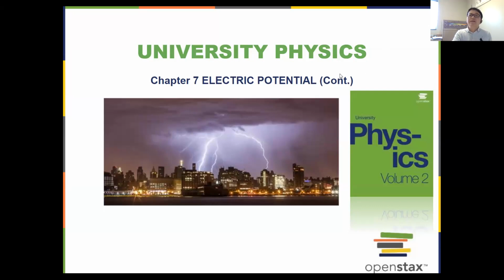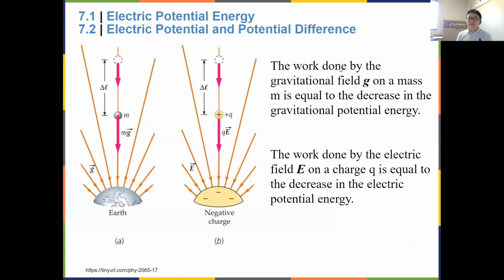So quickly, last time we talked about the similarity between electric potential and gravitational potential. Electric force and gravitational force are both conservative forces. In that case, the work done by electric force decreases the electric potential energy of the system, just like the work done by gravity decreases the system's gravitational energy.